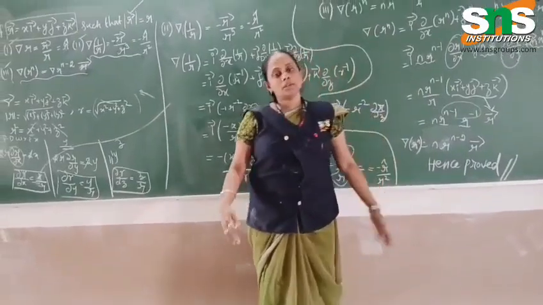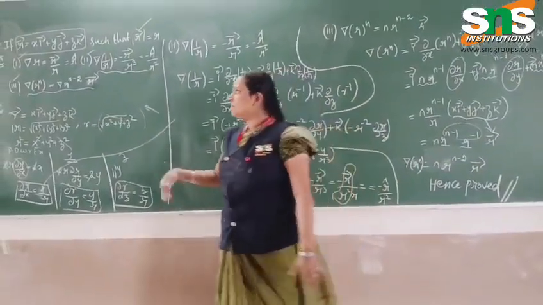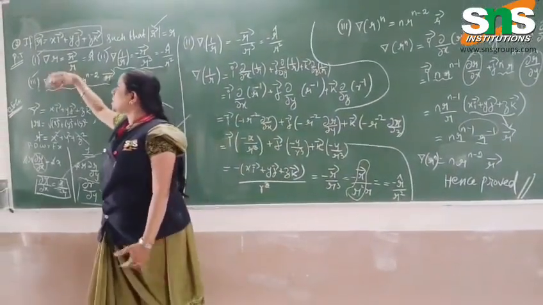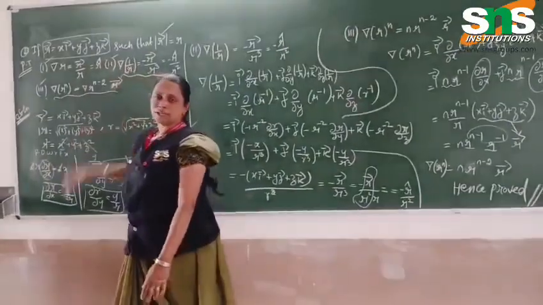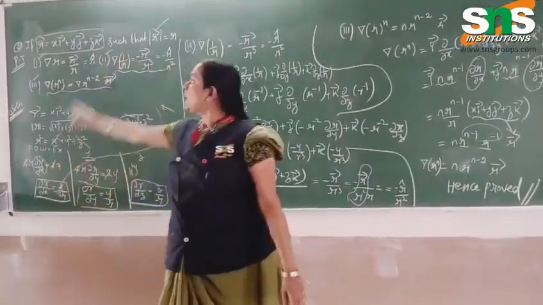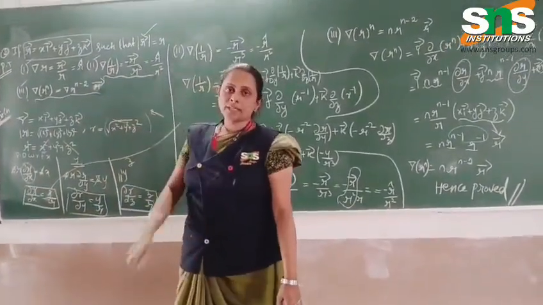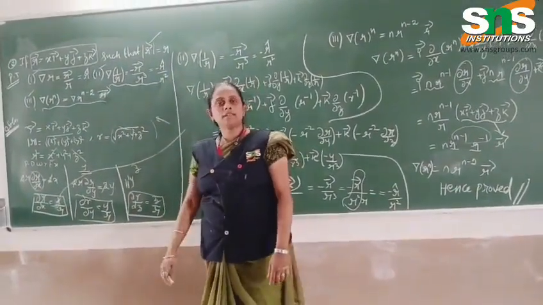Hence proved. So in this class, we have solved these three conditions using x i vector, y j vector, z k vector is r vector. Thank you.